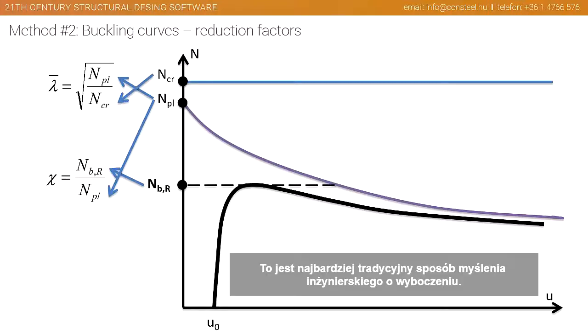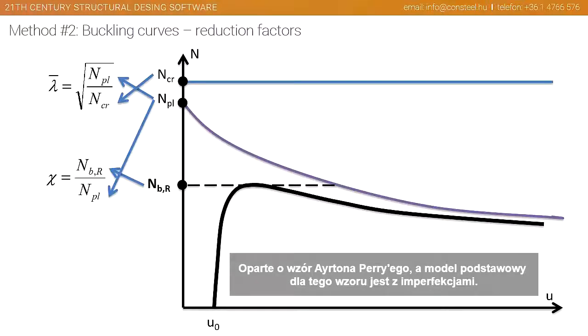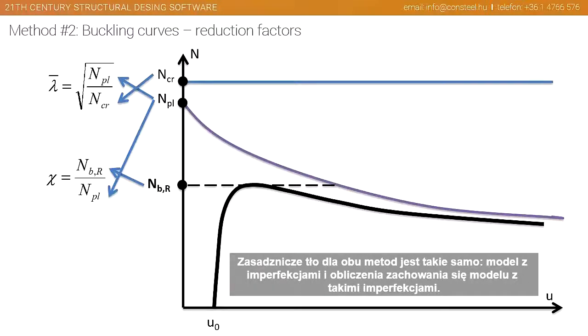This is the most traditional way of thinking, engineering thinking about buckling, but it should be noted that all the buckling curves in the Eurocode 3 are based on some kind of imperfect calculation, based on the Ayrton-Perry formulation. And the Ayrton-Perry formulation, the basic model for that formulation is an imperfect model. So basically the background of both methods are the same, an imperfect model and calculating the behavior of that imperfect model.